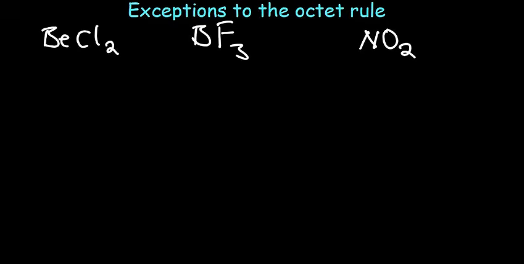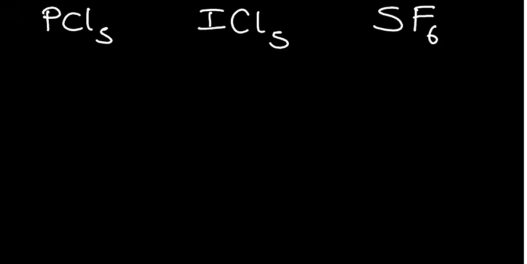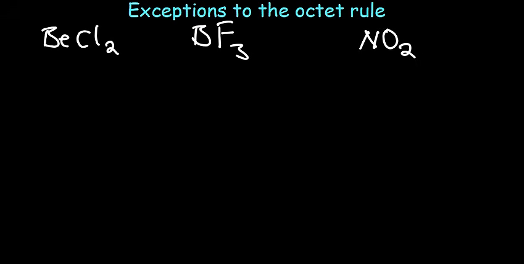We're going to talk about the exceptions to the octet rule. So we'll look at examples of cases where it is less than octet, and then also cases where we get to exceed the octet. According to the octet rule, the valence shell must have 8 valence electrons for it to attain stability. One thing that I would want you to understand is the first 5 elements of the periodic table don't follow that rule.